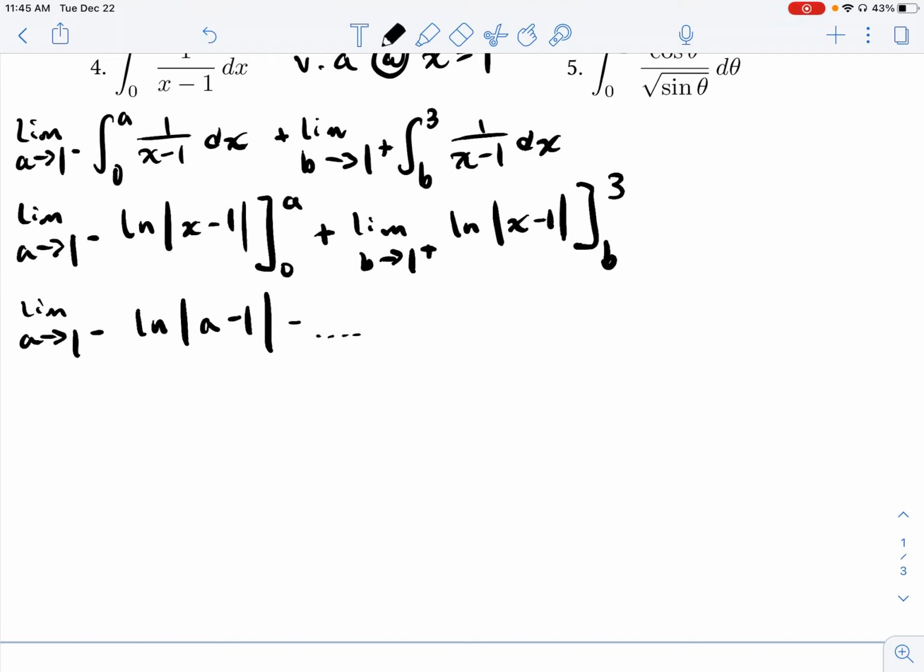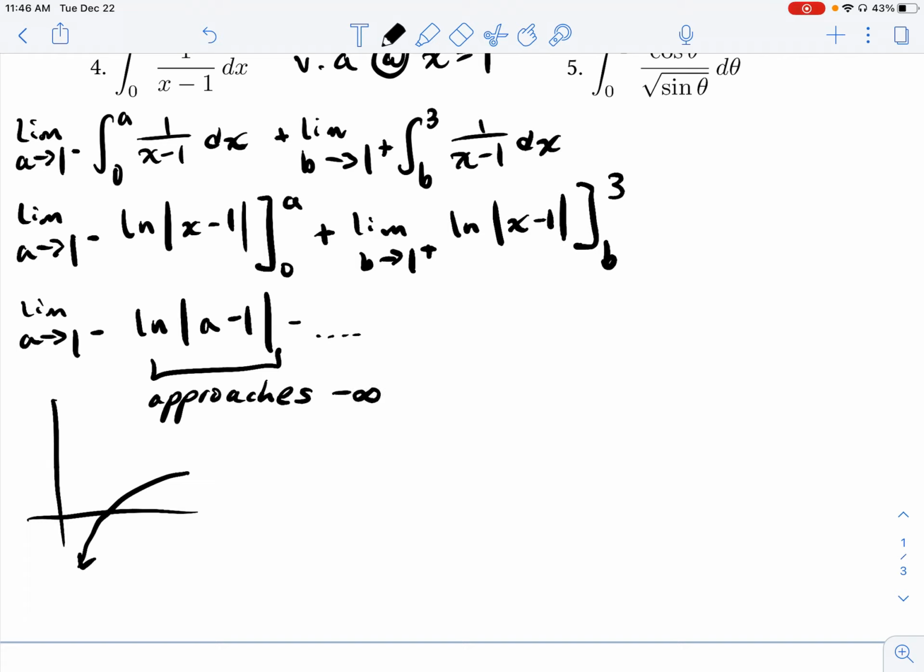Well, think about that function. The natural log of 0, we know what the natural log function looks like. As we get closer and closer to the natural log of 0, this is going to shoot down towards, this here approaches negative infinity, okay? And so we are not going to get any type of finite value from this, right? The limit of something that approaches negative infinity, we can then say this limit does not exist.